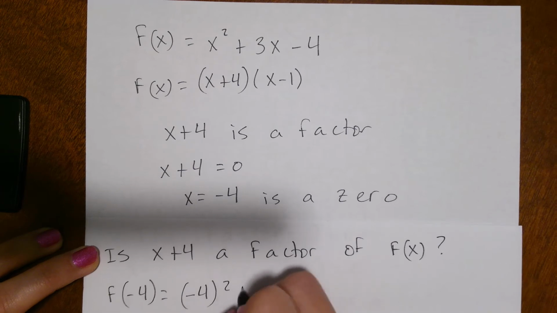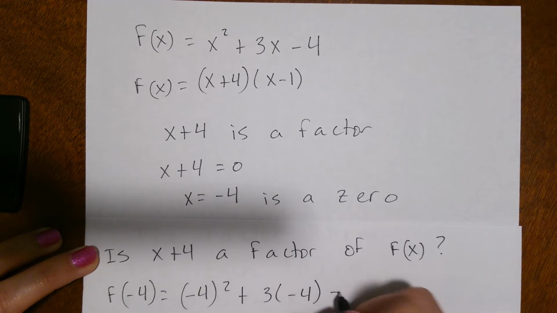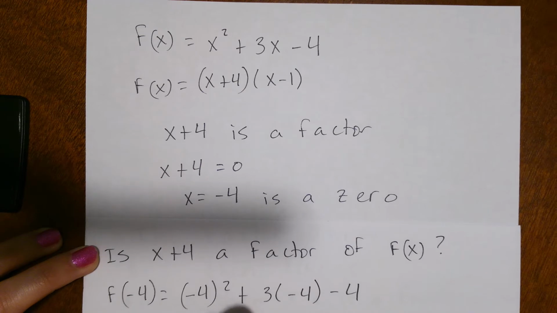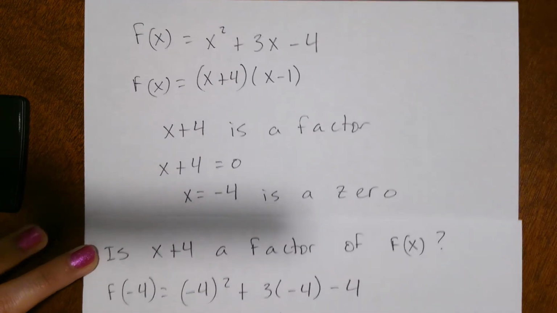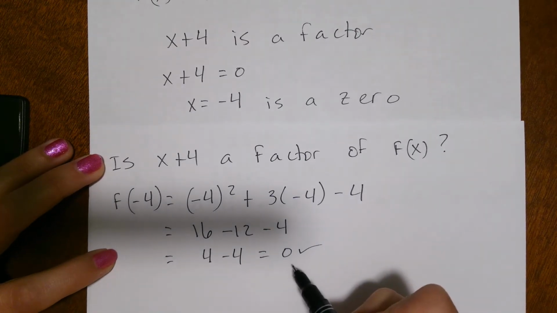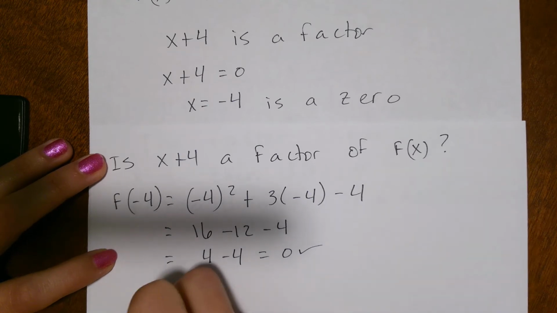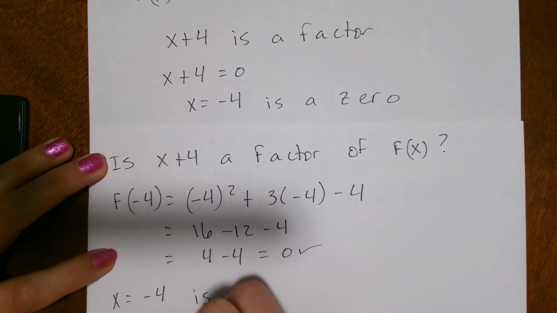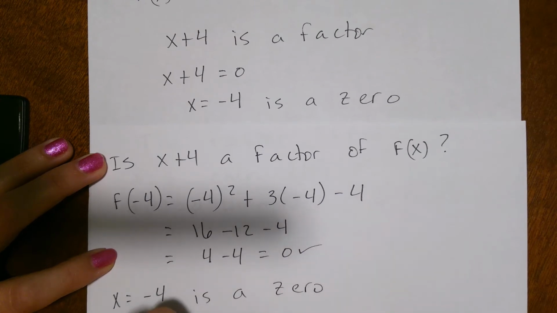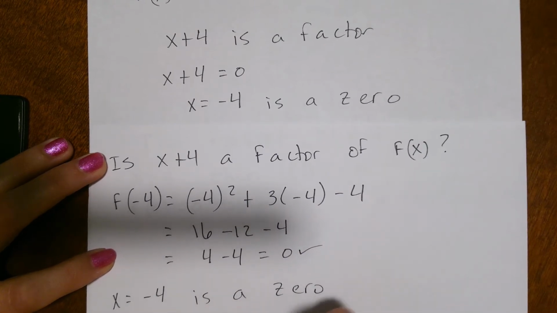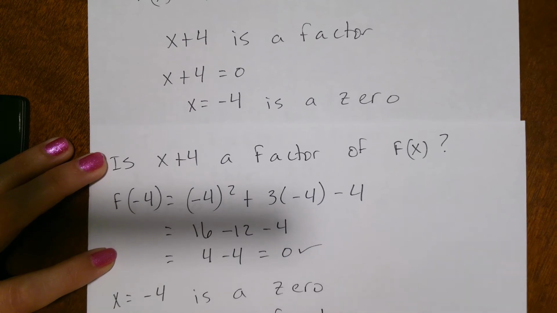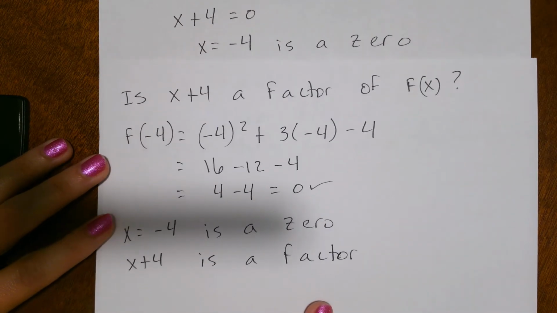Negative 4 squared plus 3 times negative 4 minus 4. Negative 4 squared is 16. 3 times negative 4 is negative 12, minus 4. 16 minus 12 is 4, and 4 minus 4 is equal to 0. So since when we plugged in negative 4, I got 0, we know x equals negative 4 is a 0, and x plus 4 is a factor. Ta-da.